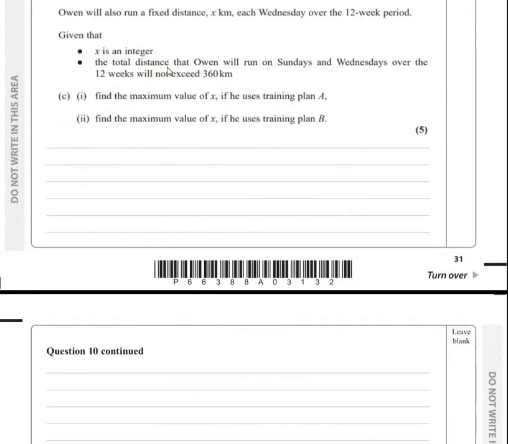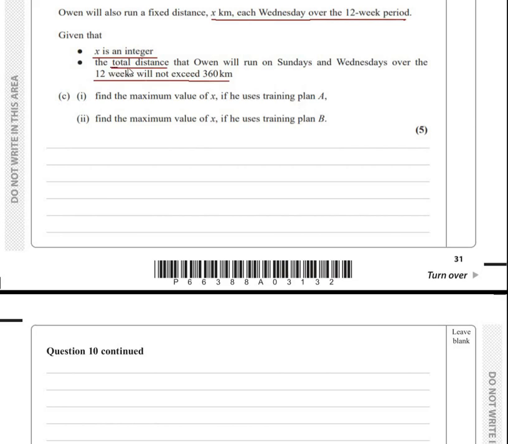Now coming to the final part of the question, part C. Owen will also run a fixed distance of x kilometers each Wednesday over the 12-week period. Given that x is an integer, the total distance that Owen will run on Sundays and Wednesdays over the 12 weeks will not exceed 360 kilometers. Find the maximum value of x if he uses training plan A.